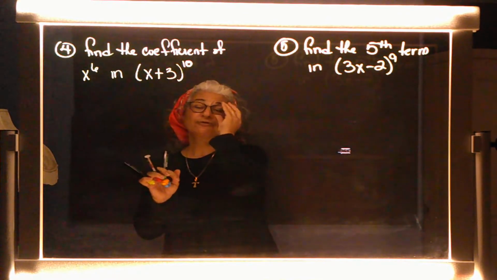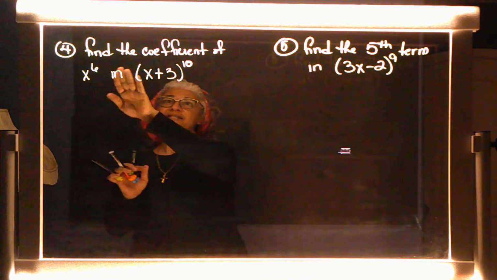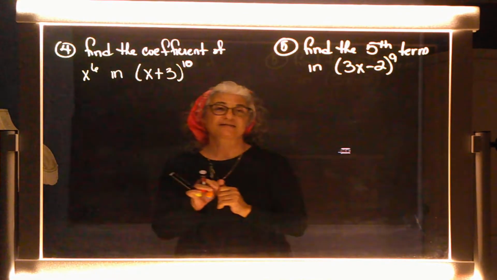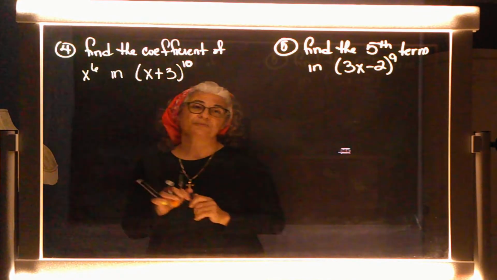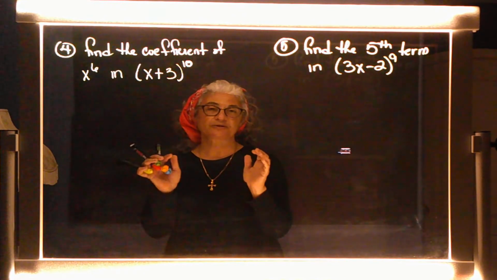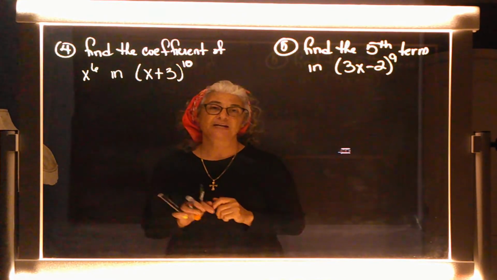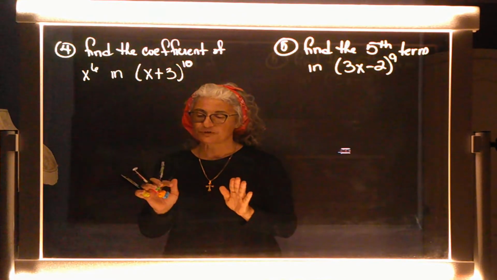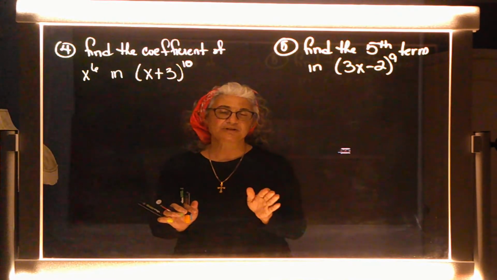So let's look at number 4. Number 4 is asking me to find the coefficient of x to the 6th. And this is the binomial that I'm looking at: x plus 3, quantity to the power of 10. Okay, how do I start? Just like we've been starting.